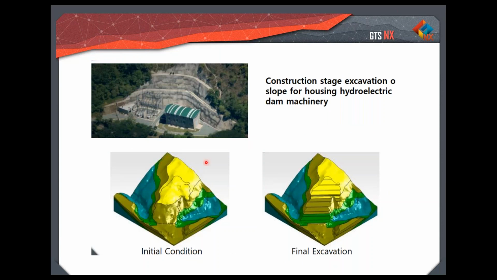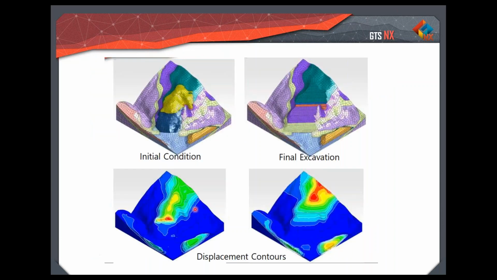And yeah, this is one of the projects that has been done in GTS NX. This is a power plant that is vulnerable to a landslide, let's say. So they completely modeled the entire terrain using Terrain Geometry Maker, and this is the complete model. Using this, they modeled and analyzed the initial condition.